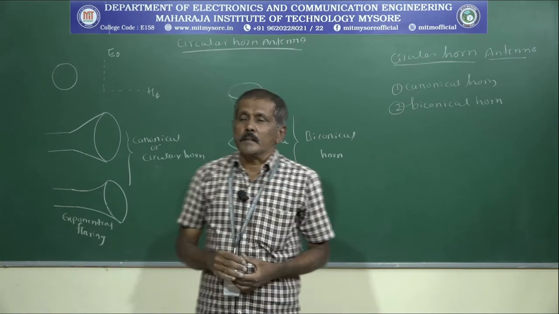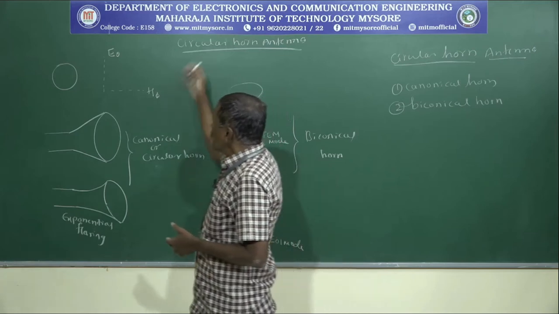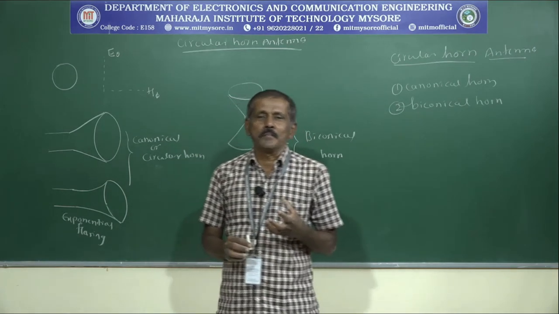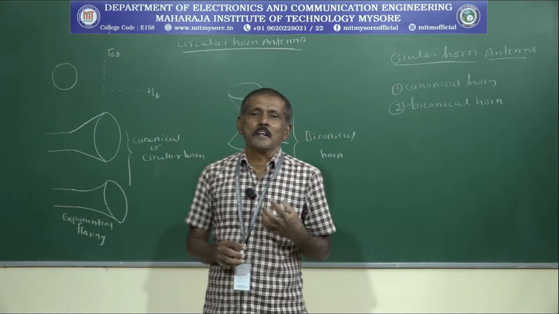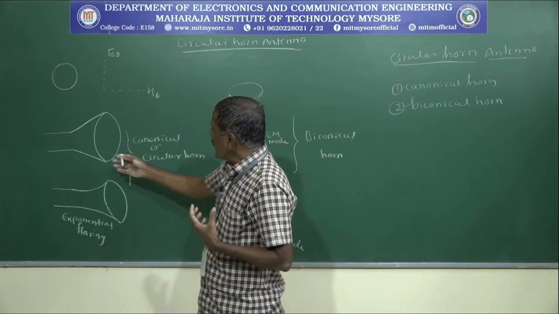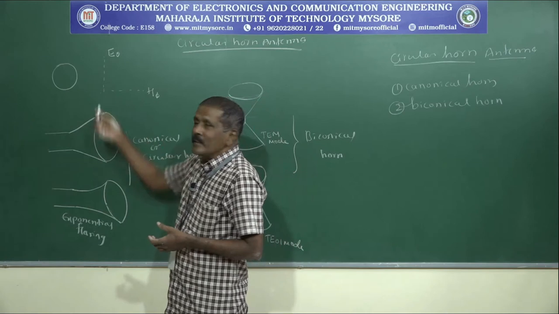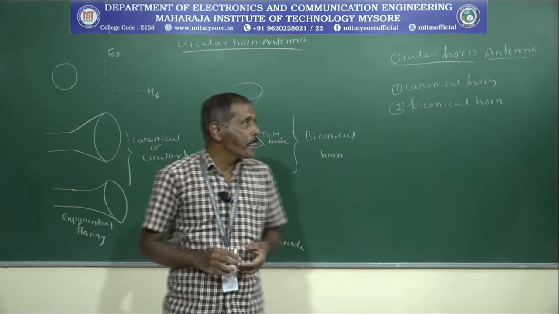Now, let us study the circular horn antennas. To construct a circular horn antenna, one side of the circular waveguide is flared, and this flaring is shown in this particular figure. This is the E plane and this is the H plane.